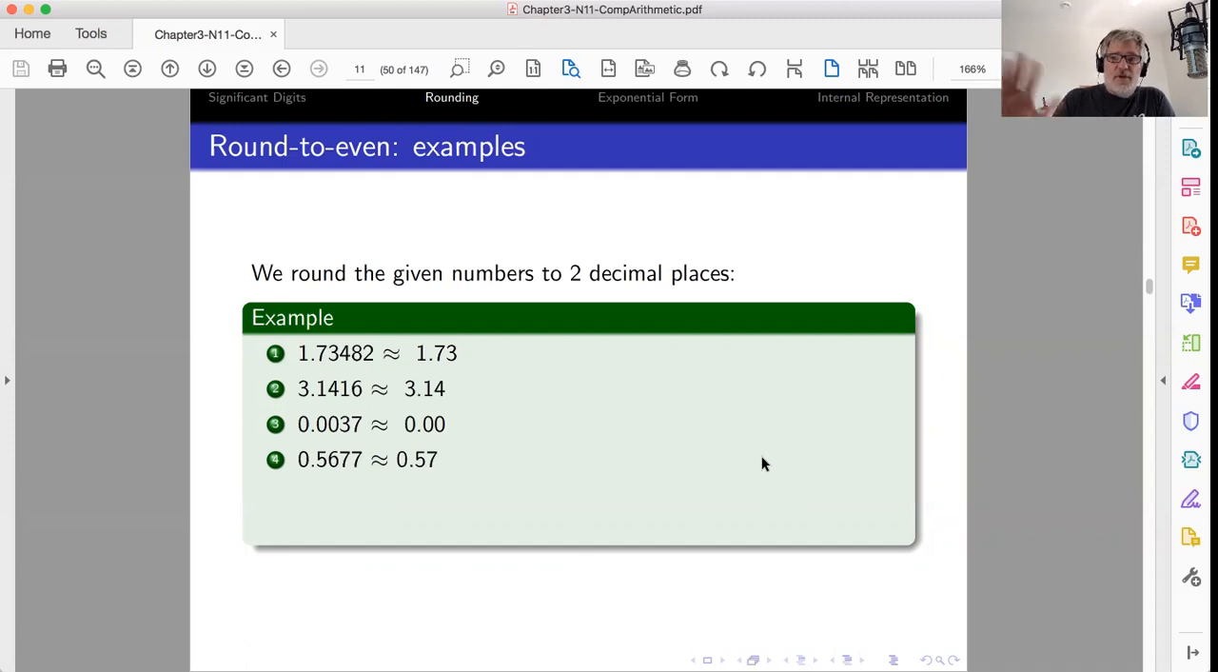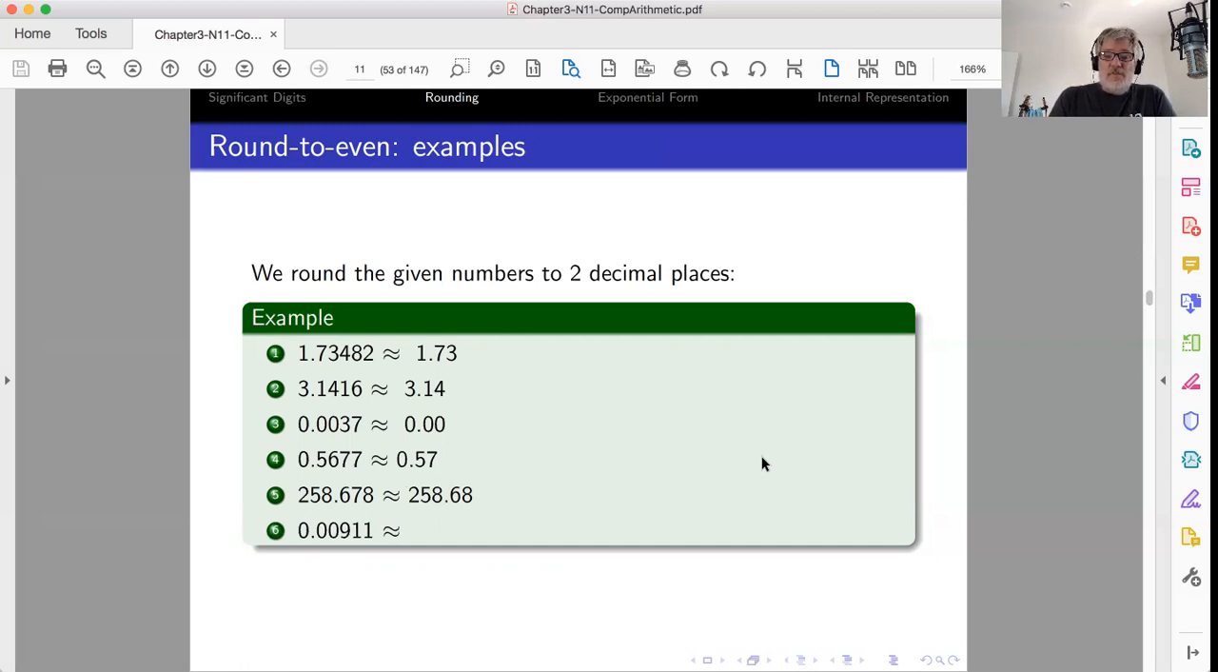Okay. That special rule, that new rule that you might not have known before, we haven't applied it yet, so it's not in these examples. 258.678, the test digit is 8. That's bigger than 5, so I go up. So I should get 258.68, like that.